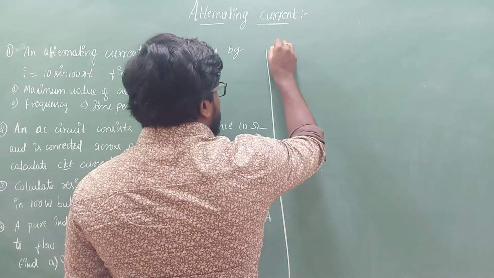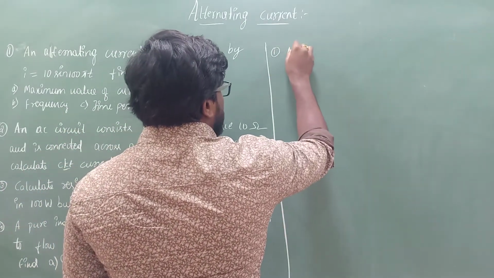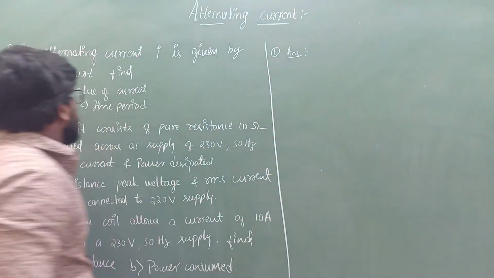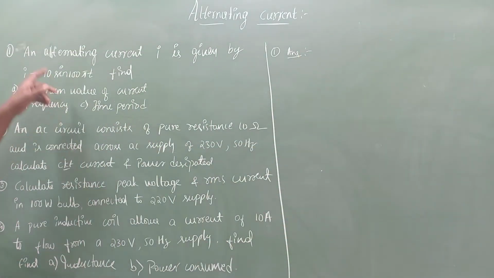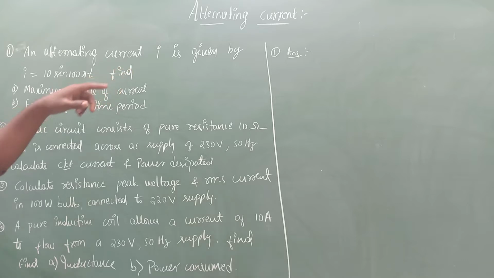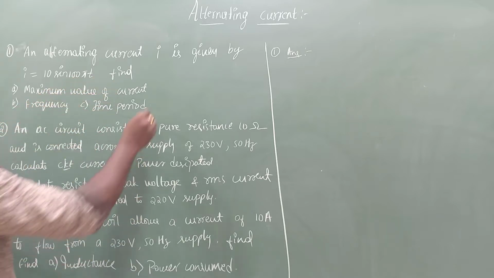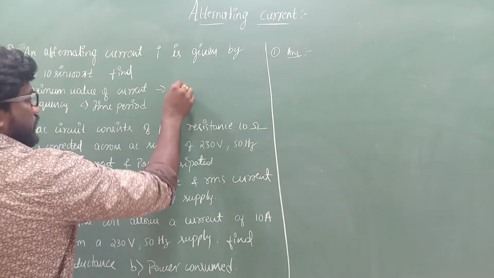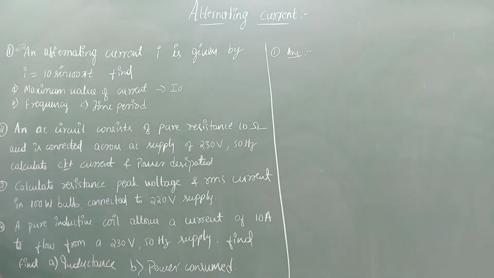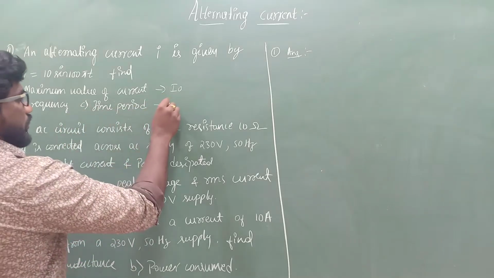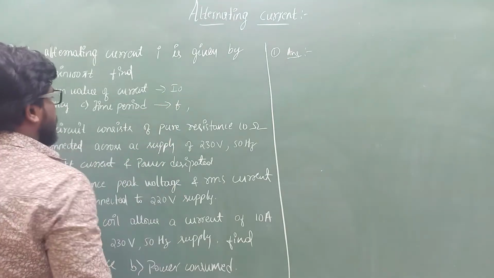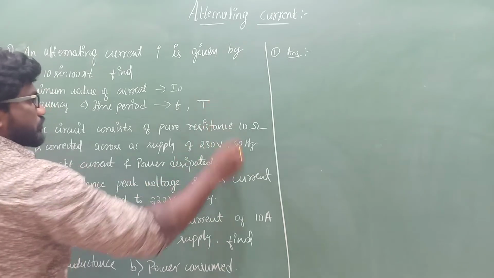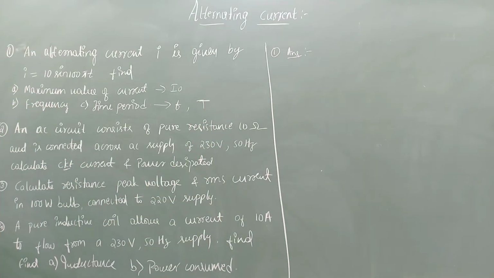The first problem, and the solution for the first one. Look here: an alternating current I is given by I = 10 sin 100 pi t. Find the maximum value of current. That means we can take I max or I naught. Second, the frequency, that is f. Third, the time period, that is T. So we need to find all these three values.